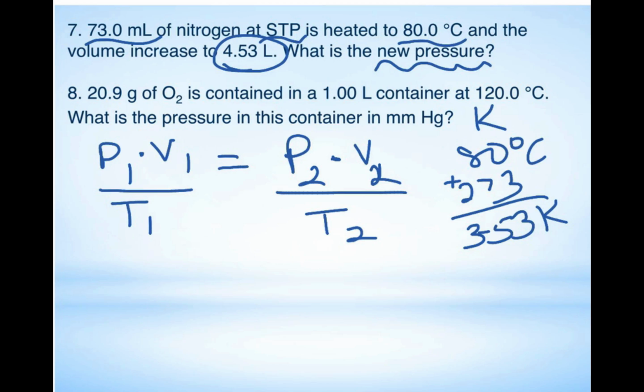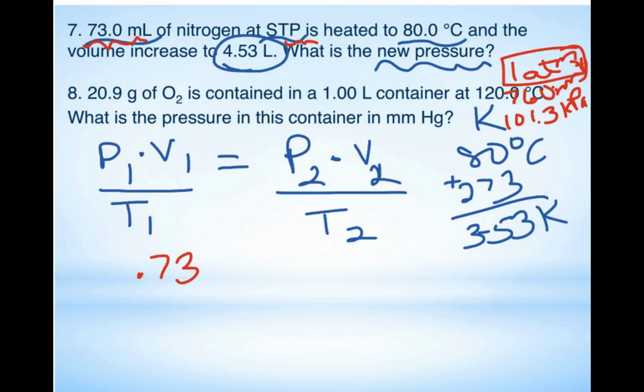Let's plug in what we know now. We have an initial volume of 73, initial pressure of, let's see, standard pressure. What's standard pressure? Well, standard pressure can be 1 atmosphere, it can be 760 millimeters of mercury, it can be 101.3 kilopascals. I'm going to pick the easiest one, 1 atmosphere.